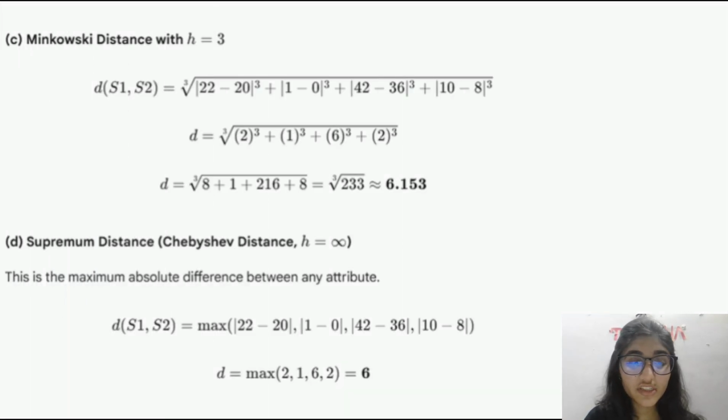Now moving on to the Minkowski distance, which we need to calculate using h equal to 3. We apply the formula and get approximately 6.153. Then to calculate the supremum distance, we take the maximum of the differences. So we get the maximum equal to 6.